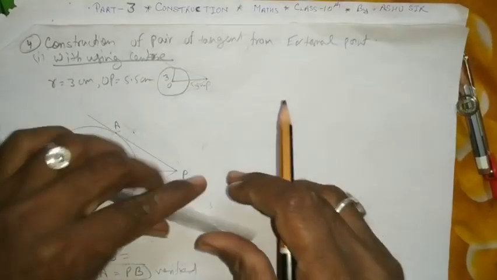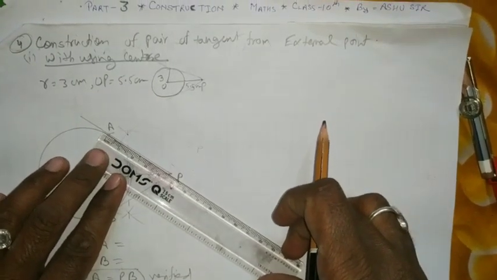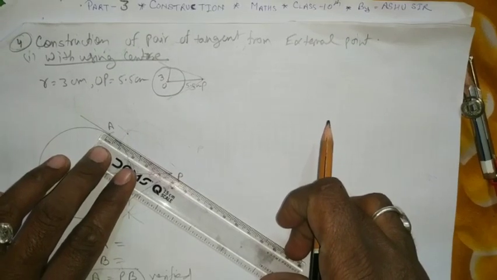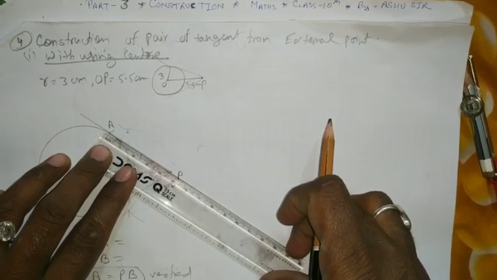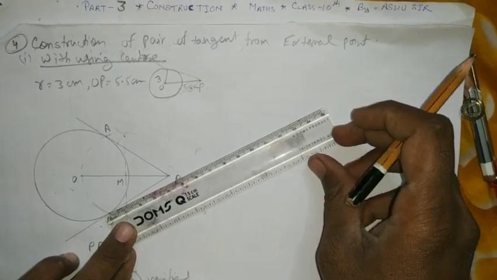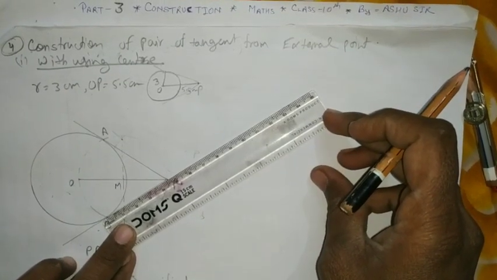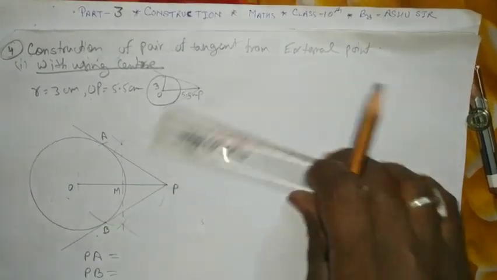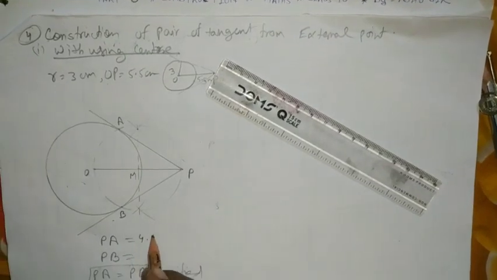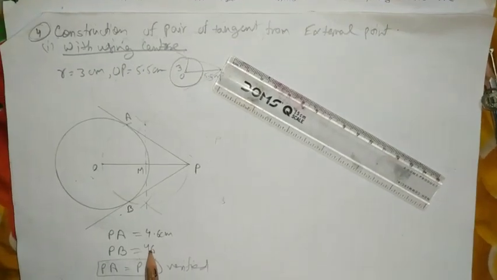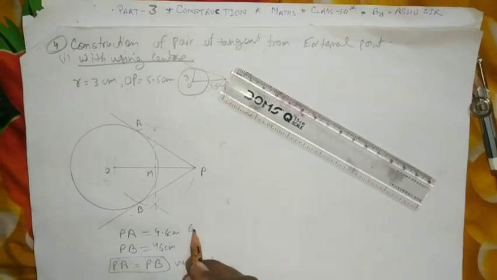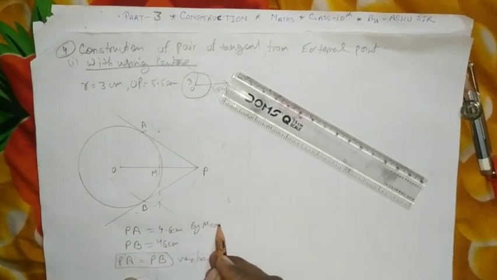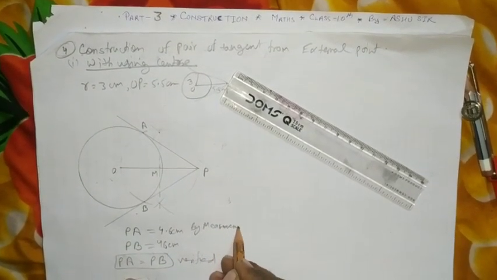So measure PA, that is approximately 4.6. Here BP is 4.6. So these are the same by measurement.